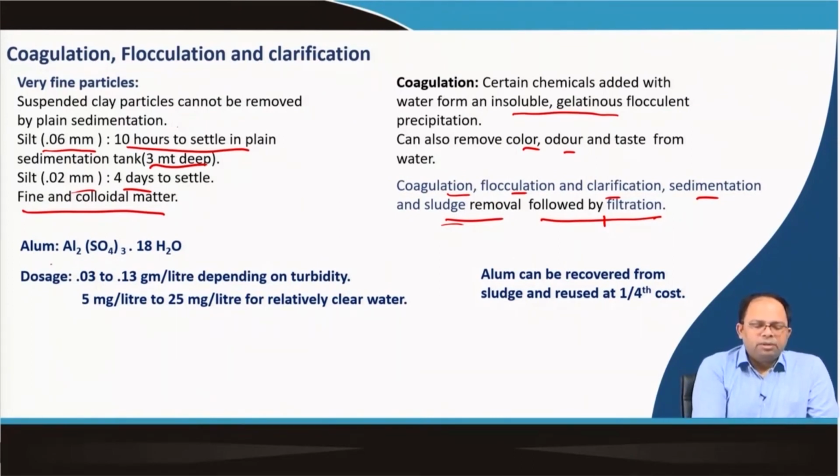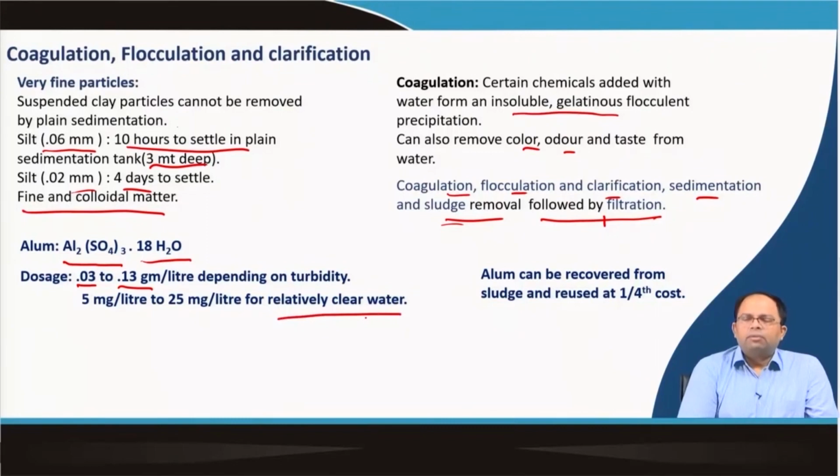The chemical used most commonly is alum. There are other chemicals as well. So, Al2(SO4)3·18H2O, that is, water is also there, and the dosage is something around 0.03 to 13 grams per liter, depending on turbidity. So, you can also determine the size of the tanks where we will store this kind of chemical. If you know the dosage per liter of water, then you can also understand the amount of these chemicals used. And in case of very clear water, the dosage has to be adjusted, it has to be reduced.